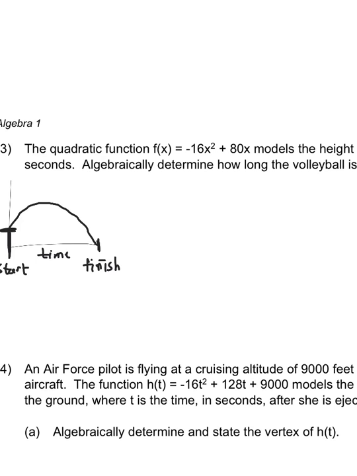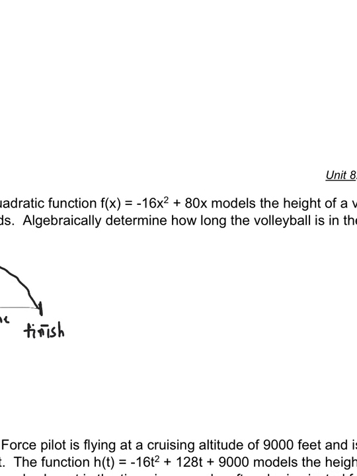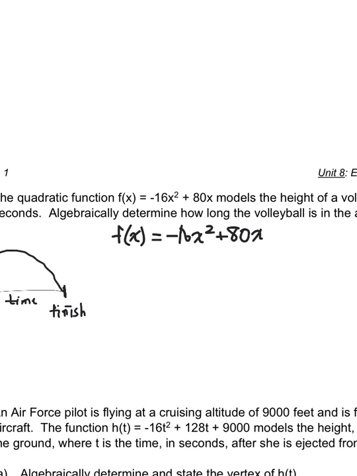So we have f of x equal to negative 16x squared plus 80x. All right, so we want to find this solution algebraically. First thing I'm going to do is get rid of that f of x and make it a y.